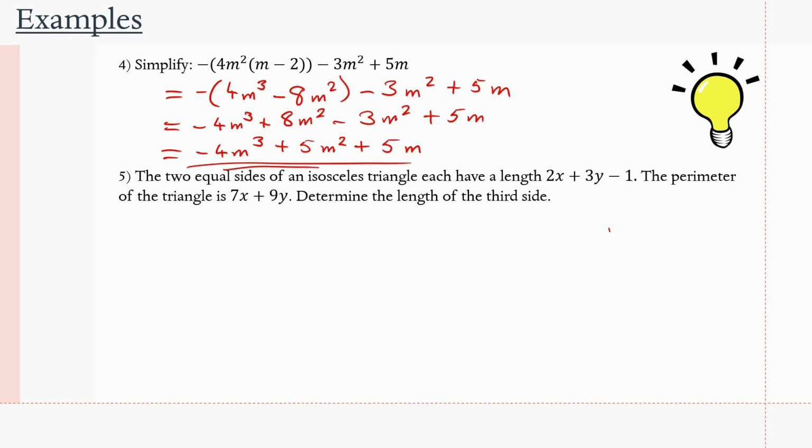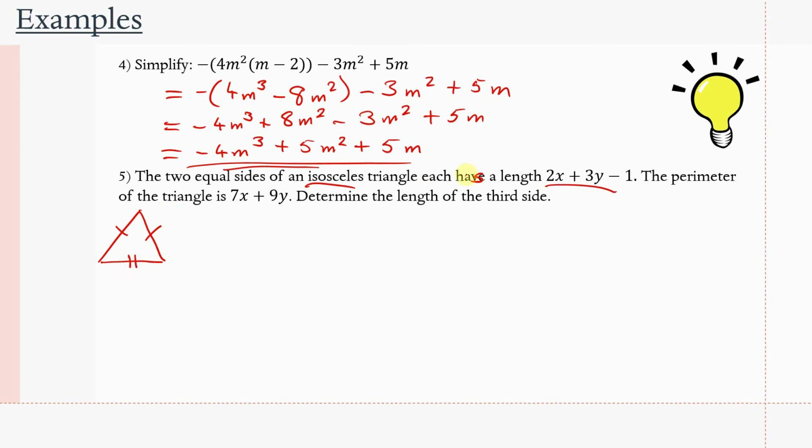Okay, moving on to question number 5. This is a word problem, so let's read it. The two equal sides of an isosceles triangle each has, supposed to say has, a length of 2x plus 3y minus 1. And as we know, an isosceles triangle, if we draw it out, oh, that's a bad drawing, has two equal sides, and this side is different.